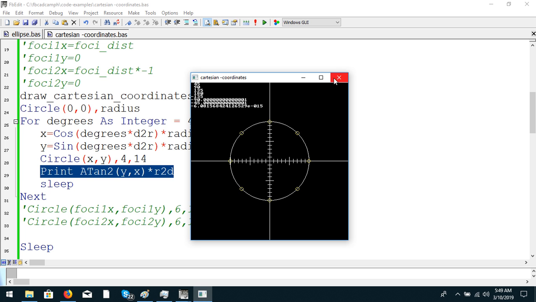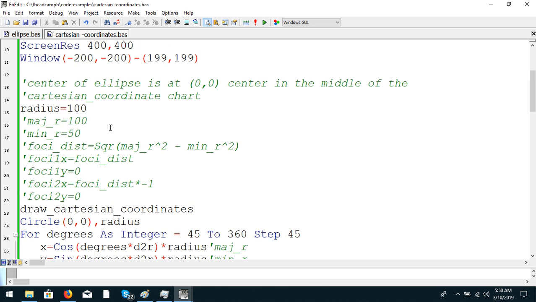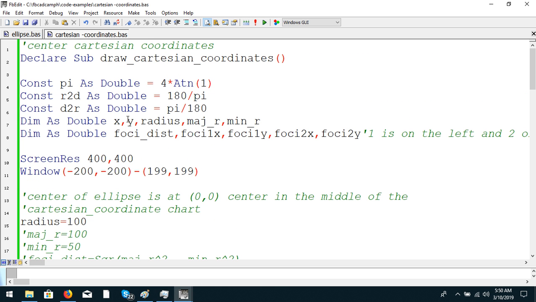So why is it returning a negative value? Well, that's because it only goes from pi to negative pi, which is from 0 to 180. We want these to return the values. Instead of negative numbers, we want them to return positive numbers. So what I do is put a variable up here called dimension as double. We'll call it angle.